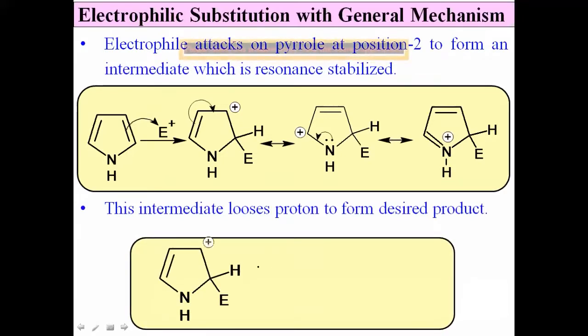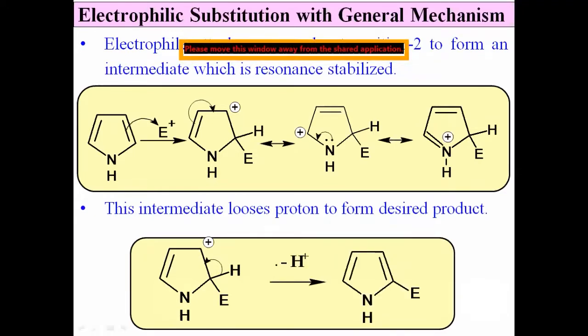This intermediate loses a proton. म्हणजे काय? The bond between carbon and hydrogen undergoes breaking, and this electron pair now forms a pi bond between these two atoms. यामधले इलेक्ट्रॉन पेयर या दोन्हीच्या मध्ये pi bond formation करतं. Here there is a formation of a new pi bond and therefore there is a loss of H plus ion. Pyrrole undergoes electrophilic substitution at position 2 and we get the expected product, and this is the general mechanism for any electrophilic substitution.